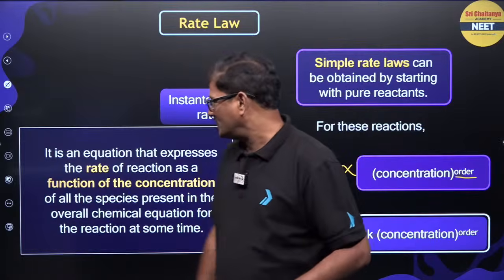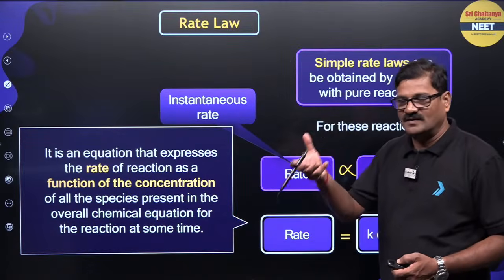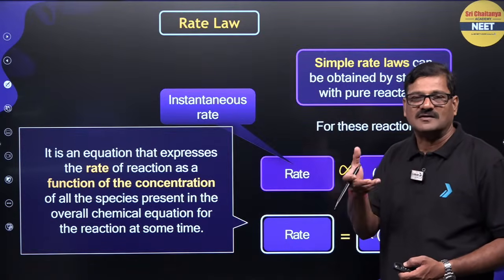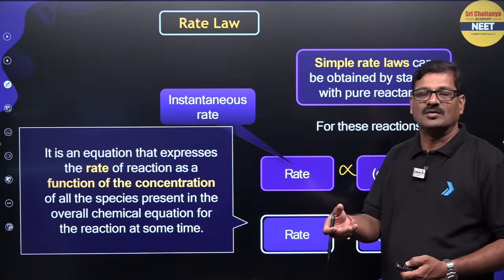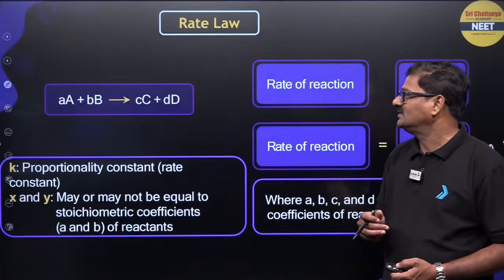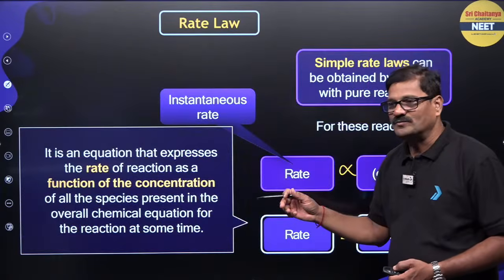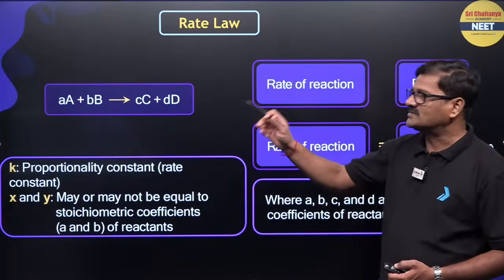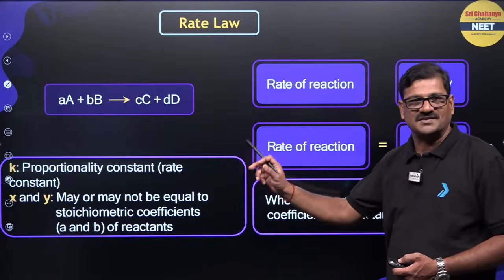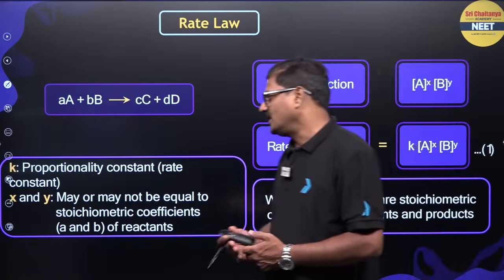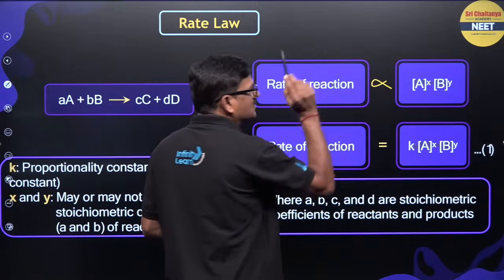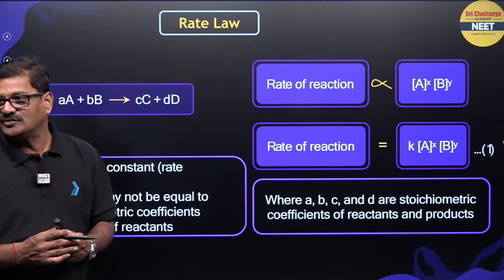Function of concentration means the rate of a reaction depends, how it depends on the concentration of the reactant. And we take that function and we mathematically operate on it. And you can see, let us say here, a moles of A plus b moles of B gives us c moles of C and d moles of D, right? So, the rate of reaction is directly proportional to the concentration of A to the power x and B to the power y.